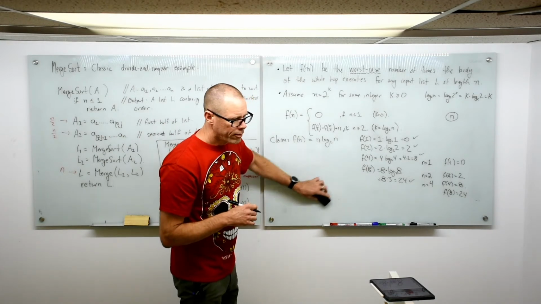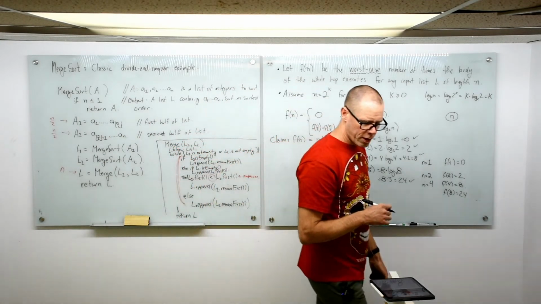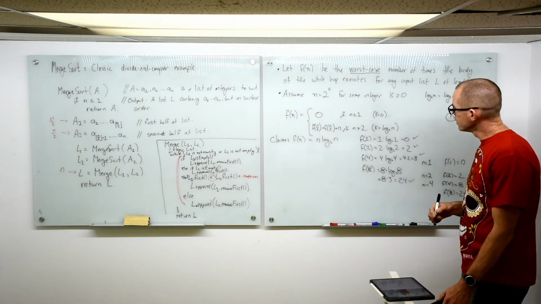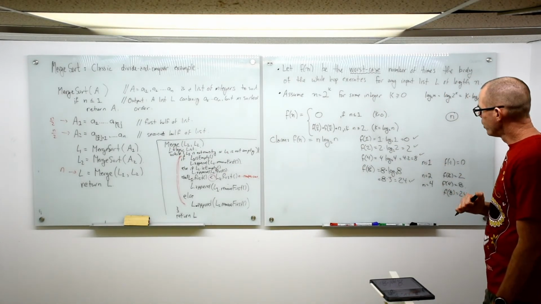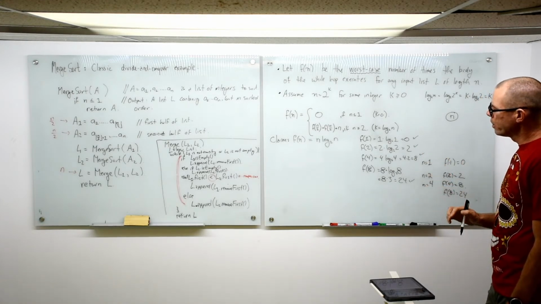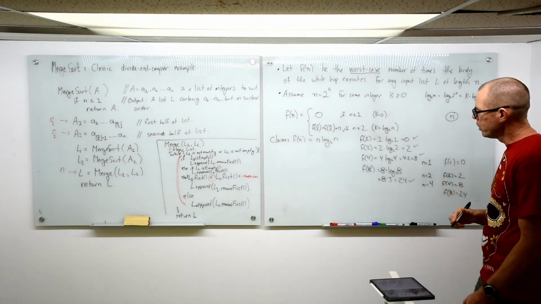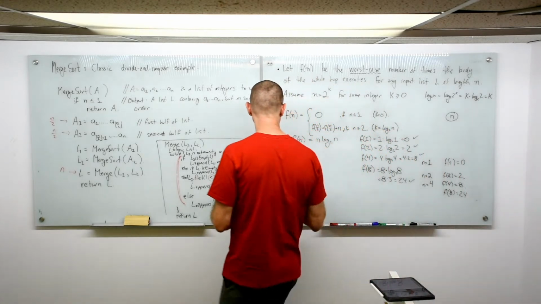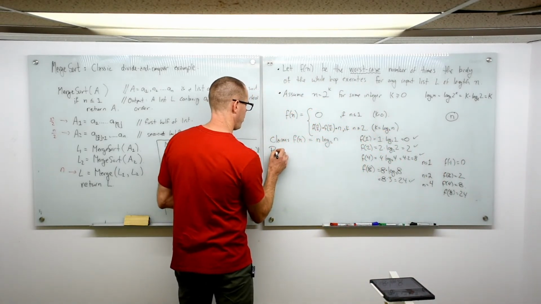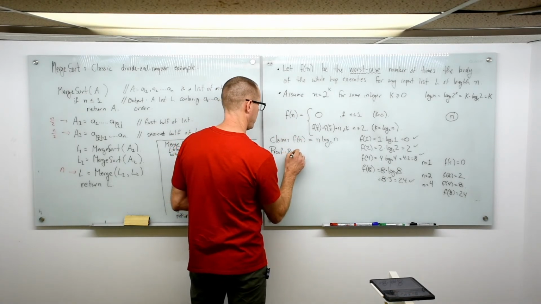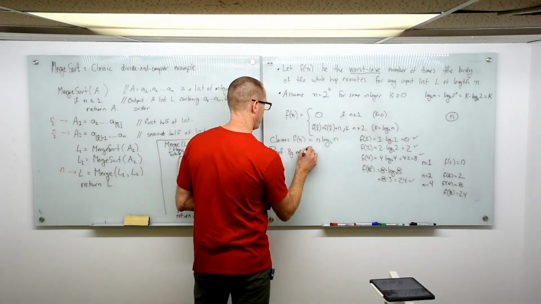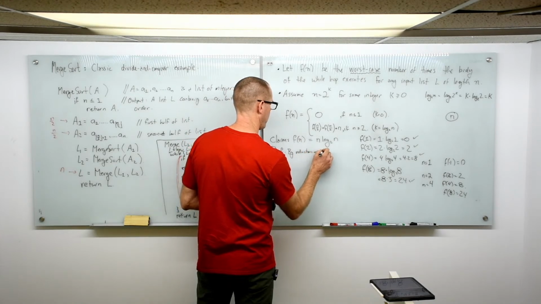Now, just doing it on a few examples like this does not constitute a proof. It gives us an idea that we're going in the right direction, but we need to do a proof. And the proof is by induction on n.